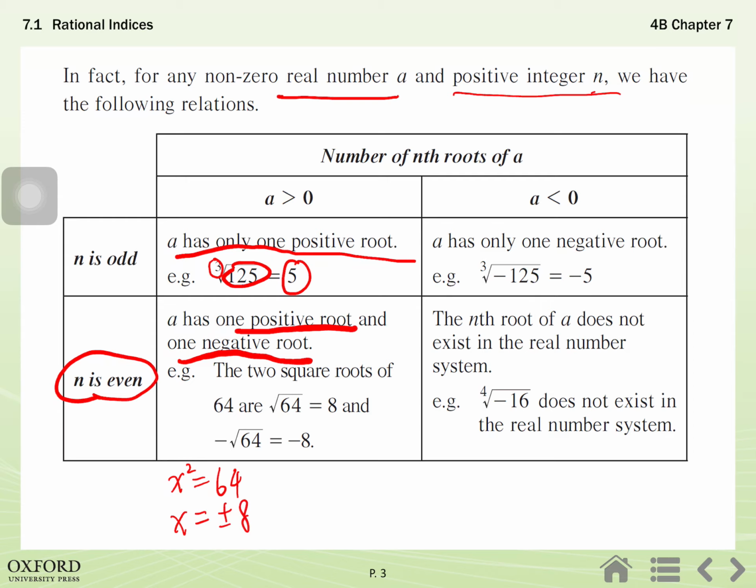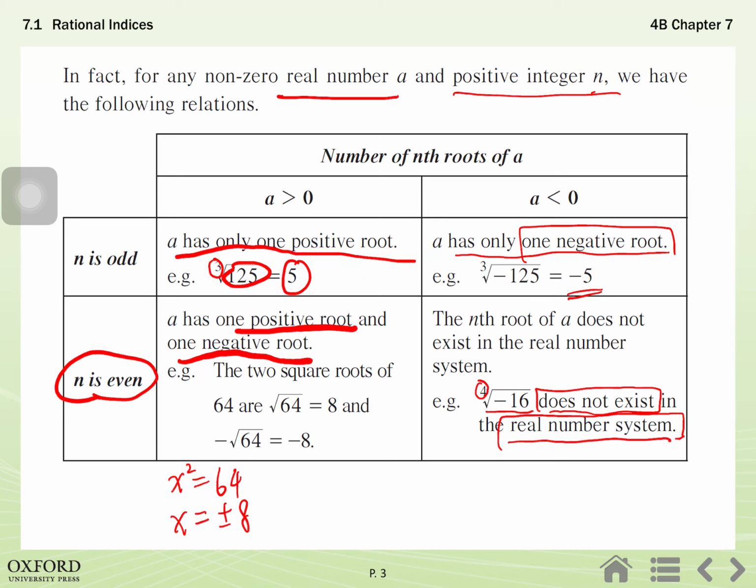Now, if a is smaller than 0, which is a negative number, then once again we will have only one negative root when n is odd. If a is negative and n is even, then the root does not exist in the real number system. Once again, it does not exist in the real number system. It doesn't say that there is no root at all, but it just says that there are no real roots.